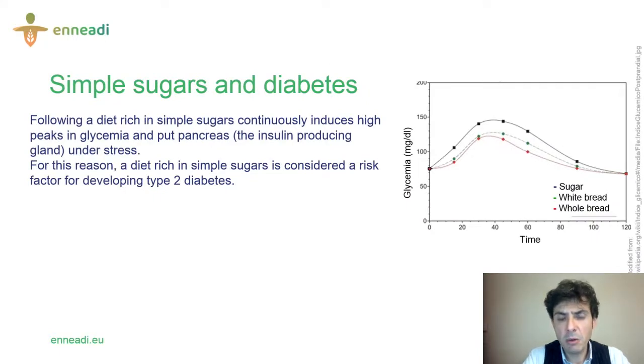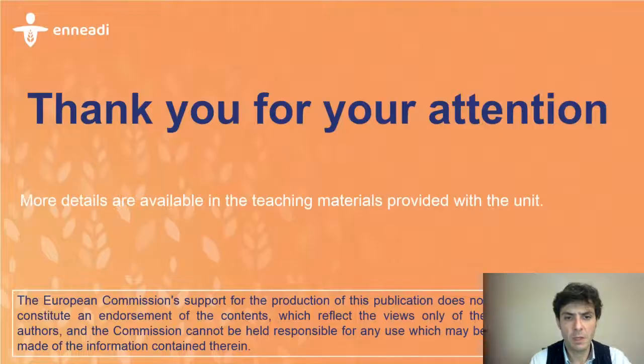When glycemia goes up quickly and reaches a high level, and if this is repeated day after day, well, this has been related to the risk of developing type 2 diabetes. So now we know the reason why it is so suggested to reduce the amount of simple sugar and prefer to introduce carbohydrates in the form of complex sugars.